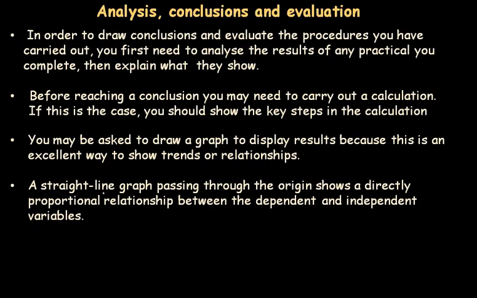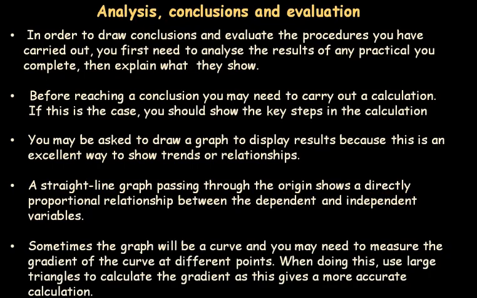So in that case, a straight line graph passing through the origin shows a directly proportional relationship between the dependent and independent variables which we have taken on the x-axis and y-axis. Sometimes the graph may be a curve. Then in that case, we may need to measure the gradient of the curve at different points. So what we are going to do is use large triangles to calculate the gradient at that particular point. This gives us a more accurate calculation for the gradient or the further calculation to be made.